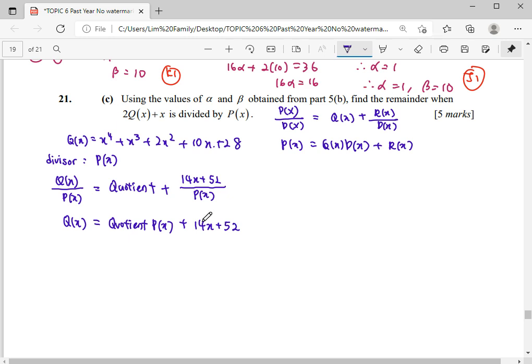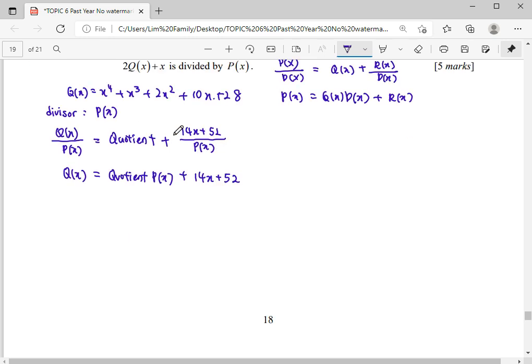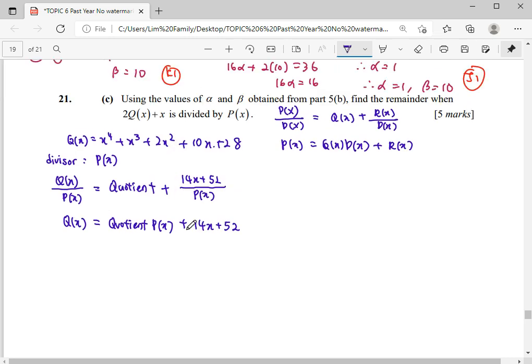So we proceed to part C here. They say you have to find the remainder, meaning I have to find this remainder. What is the remainder when our polynomial, already times 2 and plus x, is divided by divisor px? So when this polynomial is times 2 and plus x, the whole equation will be times 2 and plus x. Because it is an equivalence, this whole part also will go into times 2 and plus x.